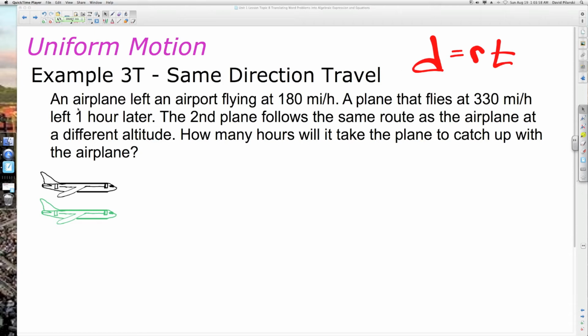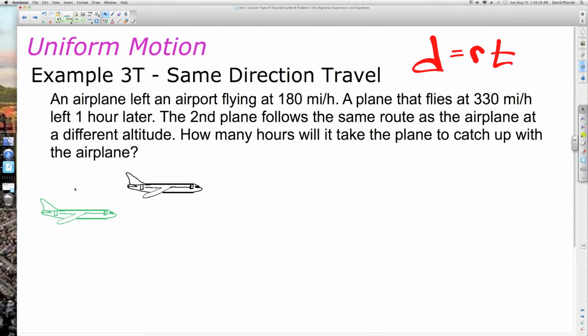So here in example 3, we have an airplane left at airport flying at 180 miles per hour. So let's say this black plane down here is the airplane, or the first plane talked about in this problem. And then it says a plane that flies at 330 miles an hour left an hour later. So this plane started traveling later, but flies faster. So what we do about that, we're going to see, is adjust the time variable.